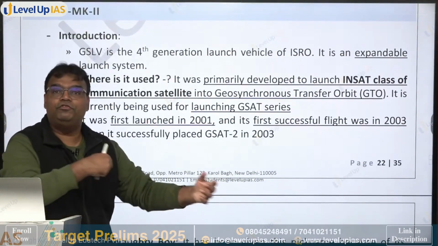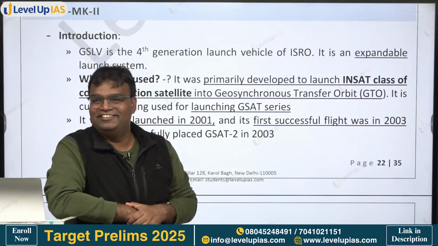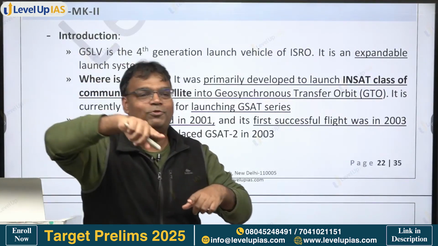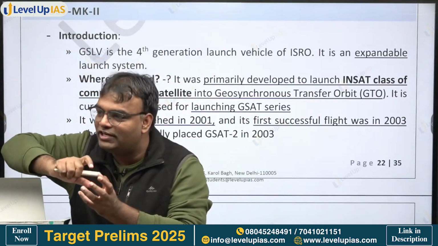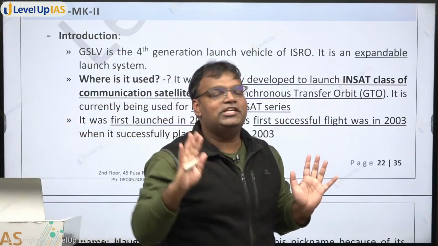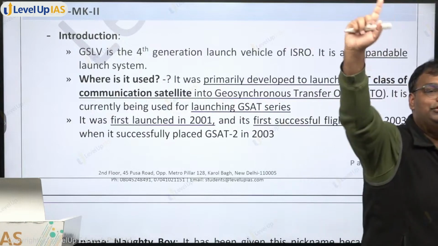अब देखो GSLV का full form क्या है? Geosynchronous Launch Vehicle. PSLV was Polar Satellite Launch Vehicle. The primary purpose of PSLV was what? Launching satellite in sun synchronous polar orbit, but it can launch smaller satellites into geosynchronous orbit only also. But GSLV किस लिए बनाया गया था? GSLV was primarily made for launching satellites into geosynchronous orbit.